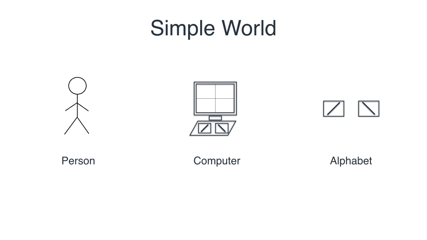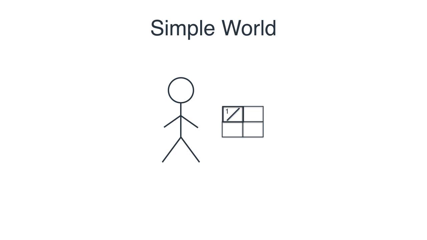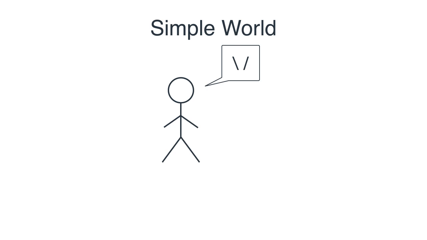So in this simple world, the conversations are very simple. Scrabble games are very easy. And the alphabet song is actually very simple too. It goes like this: backward slash and forward slash.